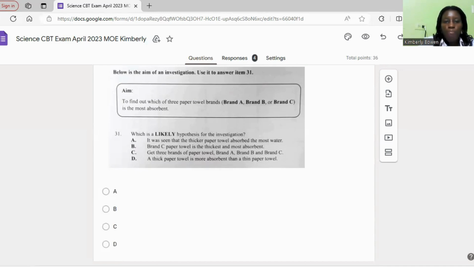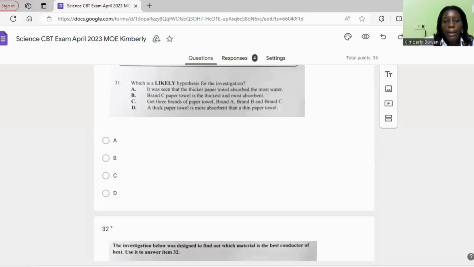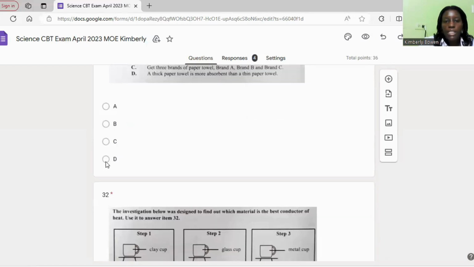Get 3 brands of paper towel, brand A, brand B, and brand C. A thick paper towel is more absorbent than a thin paper towel. What could be the correct answer? So we're testing something, and what we're really trying to test is if the thick paper towel is more absorbent than the thin paper towel. So this could be a hypothesis. Correct answer is D.